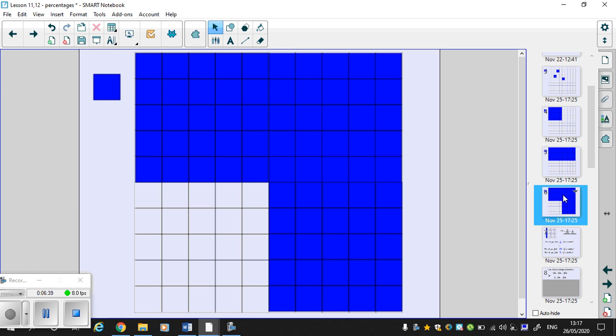Now, you have a sheet to work on today, which I've given you as a Word document, and in that sheet you are working out 10% of numbers, 20% of numbers, 90% of numbers, so you're working out multiples of 10% of numbers, and you're also using known facts. All of those are mixed in together to keep you on your toes. There'll be more about percentages tomorrow.